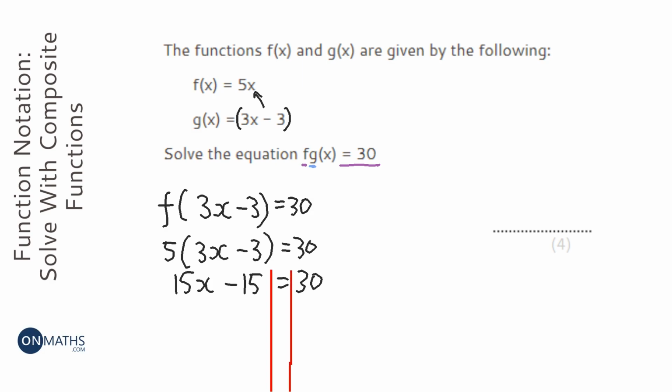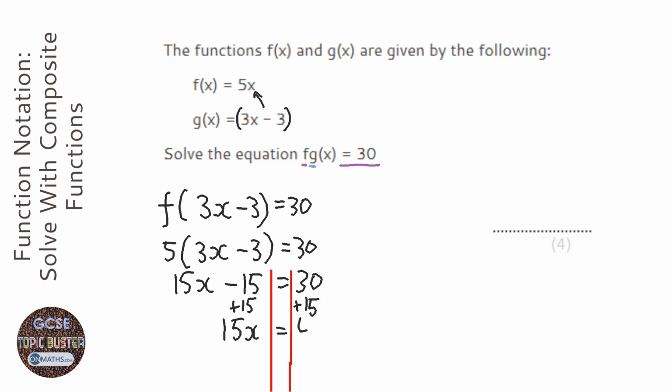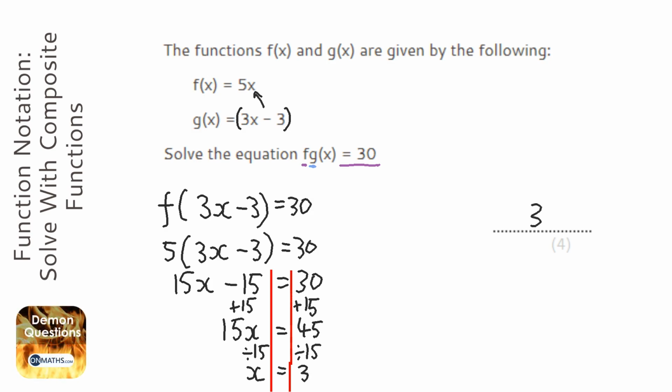Ooh, line went a bit short there. Okay, so we're going to add 15 to both sides. So that gives me 15x equals 45. And then divide both sides by 15. So we have x equals 3. So the answer to this is x equals 3.